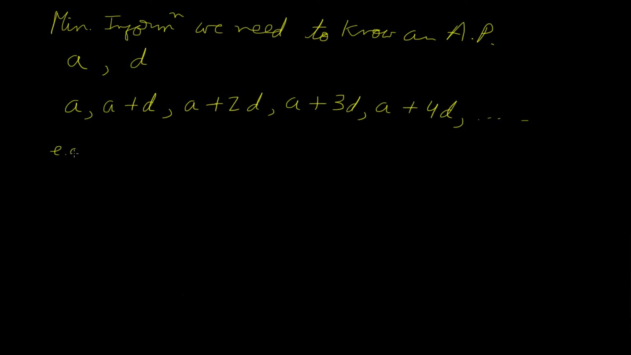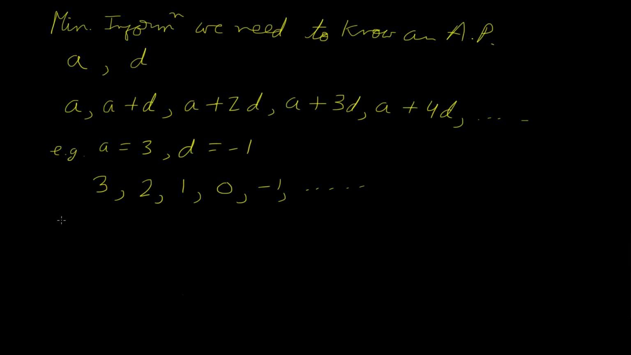For example, let's say I give you A as 3 and D as -1. Then we start with 3, 3 minus 1 is 2, 2 minus 1 is 1, 1 minus 1 is 0, then -1, and so on. You can think of many such examples.